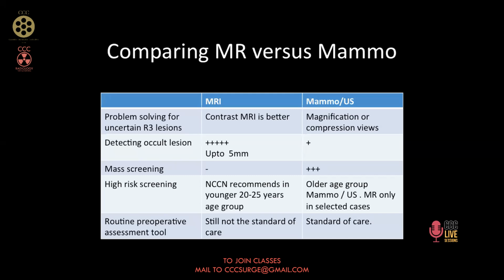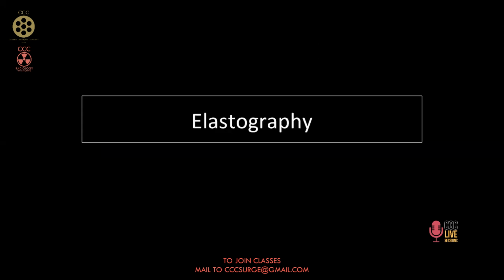And finally, as a routine preoperative assessment tool, the standard of care is mammogram plus ultrasound and not MRI. In a small subset of centers, people use MRI before breast conservation, but that's not the standard of care. They always use a mammogram and an ultrasound. Coming to the last segment, which is called elastography. Now, guys, you need to understand about this tool. This is a tool which is evolving.